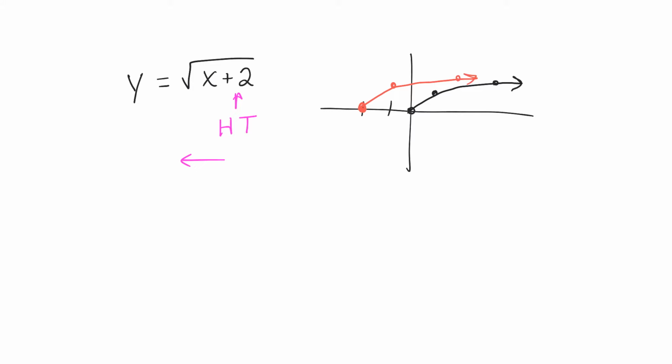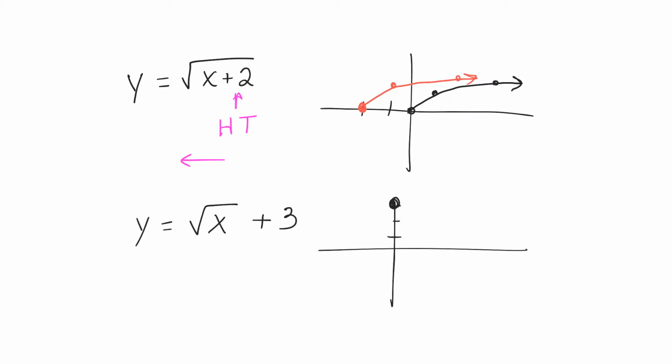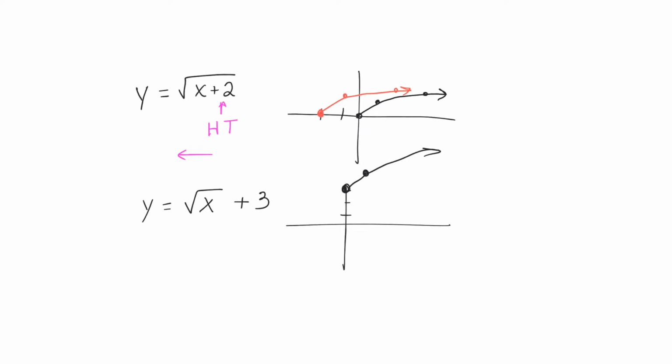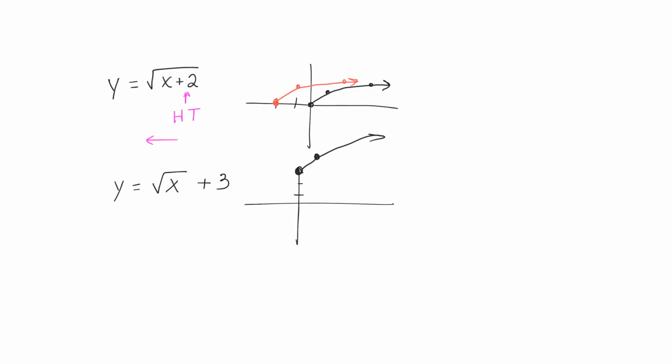Same deal if we had the square root of x, plus 3. This is just going to raise the entire thing 1, 2, 3 spots. So our 0, 0 is now up here at 0, 3, and our 1, 1 is going to be up here at 1, 4. So it looks like this. Now listen, you can do mapping notation on this, and these are pretty straightforward, but they're going to get more complex, and mapping notation would be good. So always for your parent radical, I like to use 0, 0, 1, 1, and 4, 2.